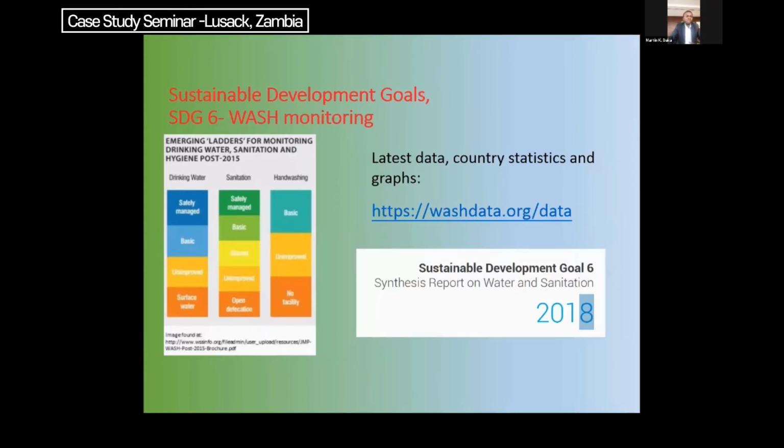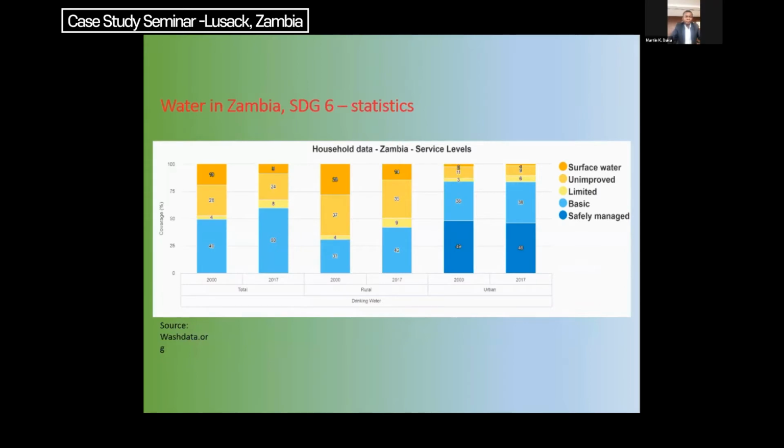So the current statistics in terms of Sustainable Development Goal number 6, which is WASH monitoring, we can find this information on washdata.org/data, and it gives us more insight into where we are as a country. Next slide, please. So, water and sanitation, SDG 6 statistics in Zambia. Of course, washdata.org gives a broader breakdown into what our situation is.